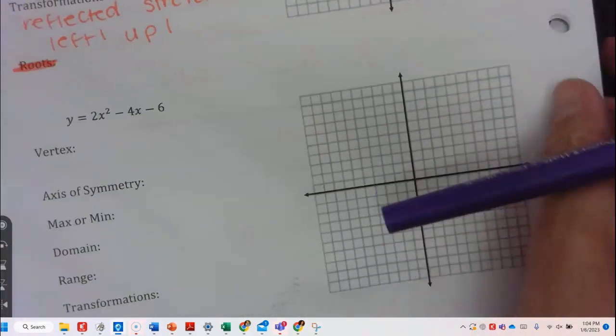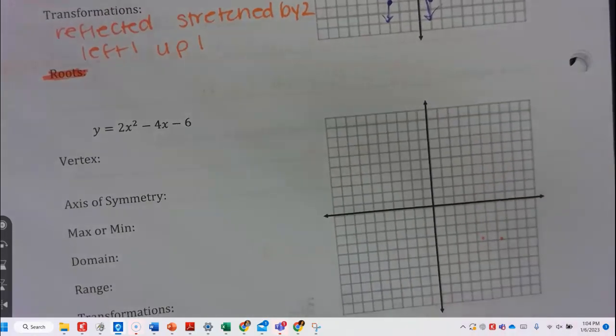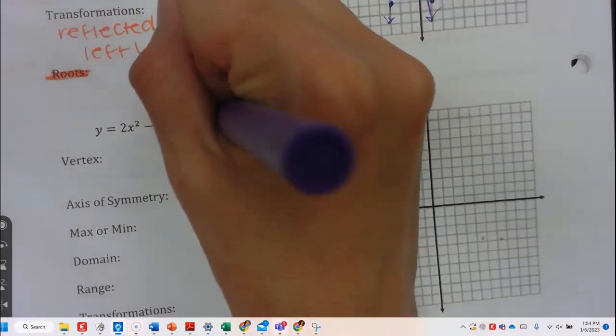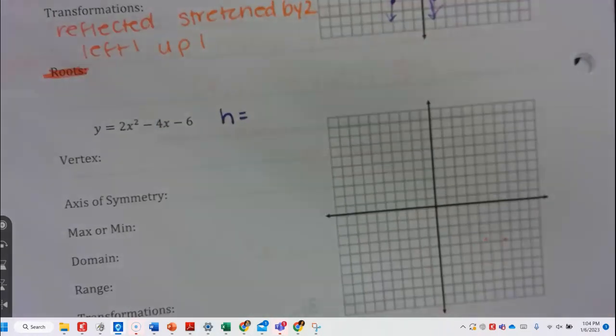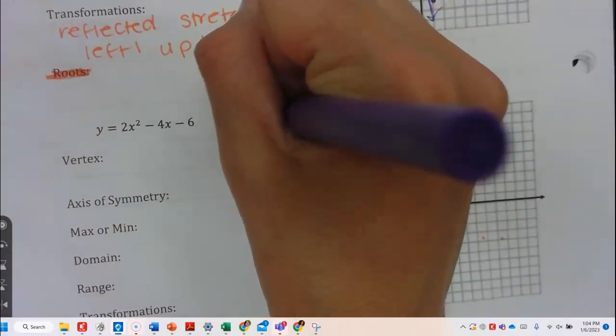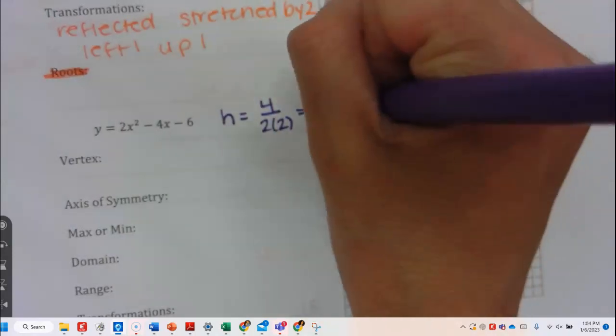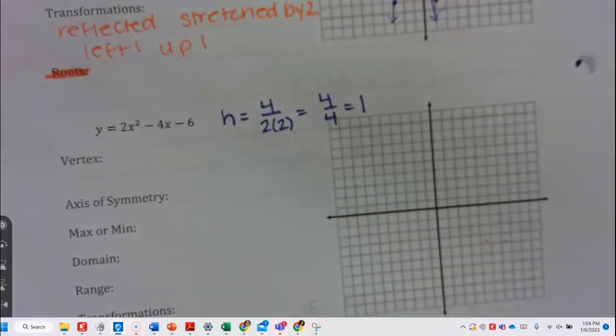Vertex form is the easier of the two to graph. Standard form requires you to find your vertex. So then we have to find our h value. So in this case, b is -4. So it's 4 divided by 2 times 2. So you get 4 over 4, or 1.